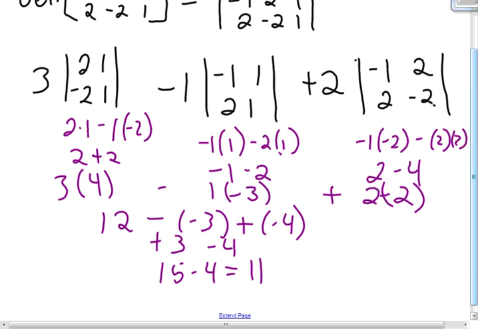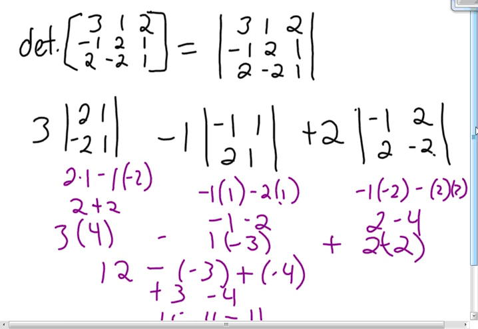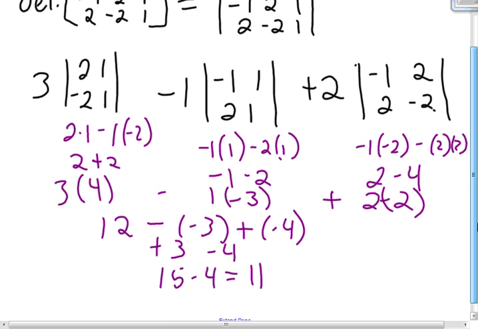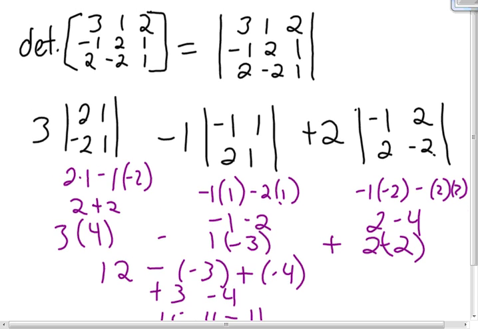So for a 3 by 3 third order matrix, this is by definition how you solve it, and you're going to end up with just one number, and that answer in this case is 11.